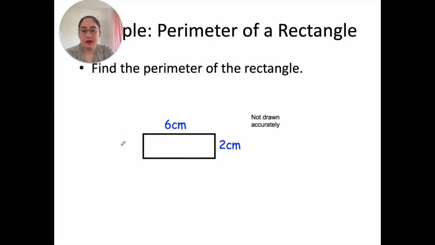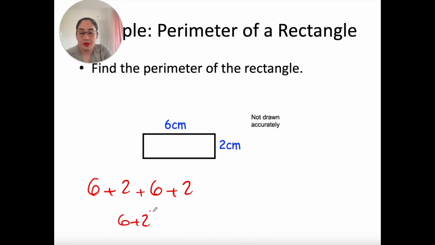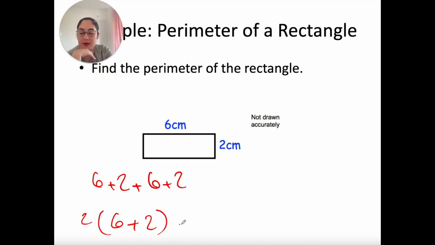Right, find the perimeter of the rectangle. Okay, so to find the perimeter, we're going to add the lengths of all the sides. So it's going to be 6 plus 2 plus 6 plus 2. We know the opposite sides are going to have the same size. You can always do it like this, or do 6 plus 2 and then multiply that by 2. Same thing. So 6 plus 2 is equal to 8, 8 times 2 is equal to 16. So the perimeter is 16 centimeters for this rectangle.